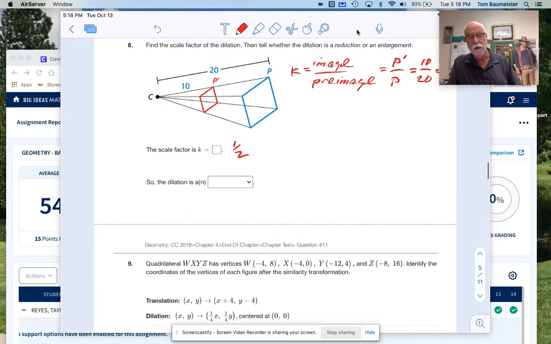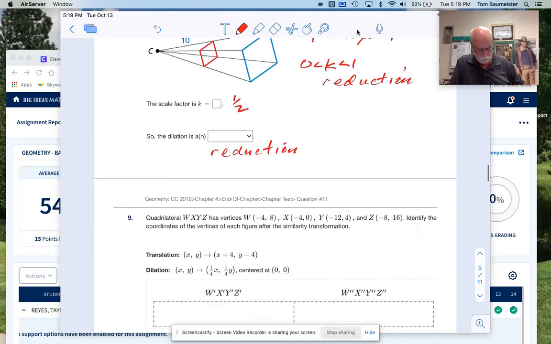So remember, if K is between 0 and 1, or it's a small fraction, remember 5/4 isn't between 0 and 1, but we know if it's between 0 and 1, we know it has to be a reduction. So the dilation is a reduction. And on that one, it looks like you're going to drop down and either choose enlargement or reduction. Okay.